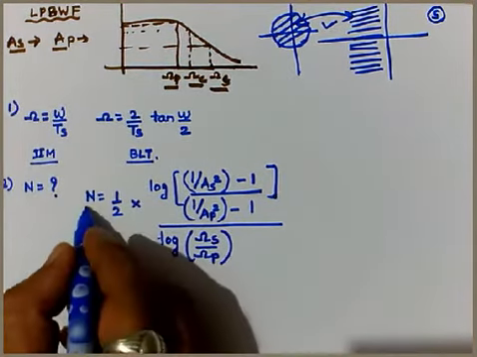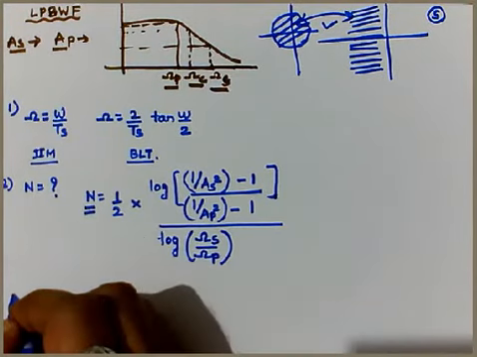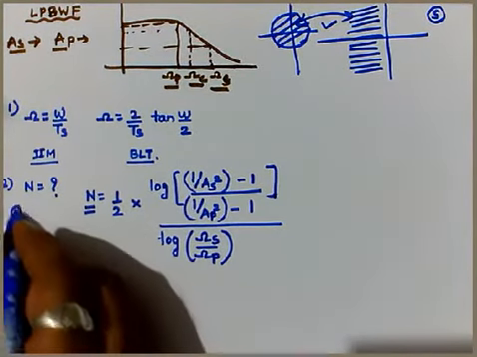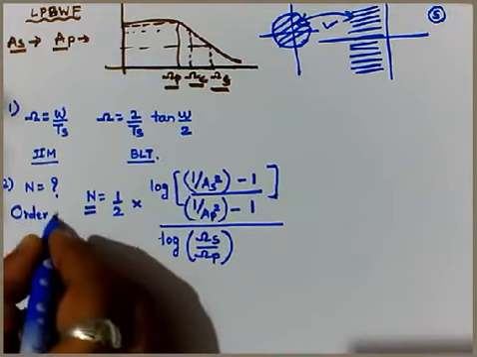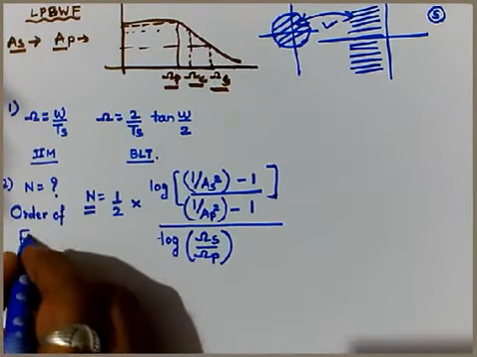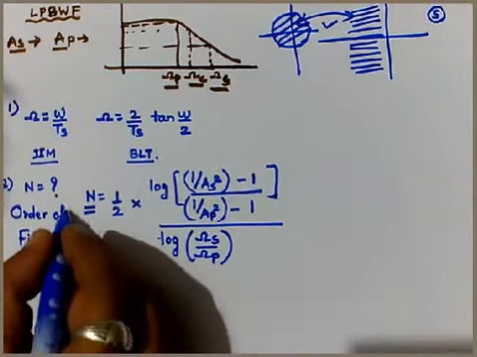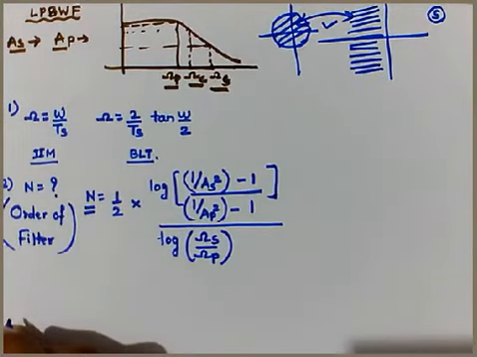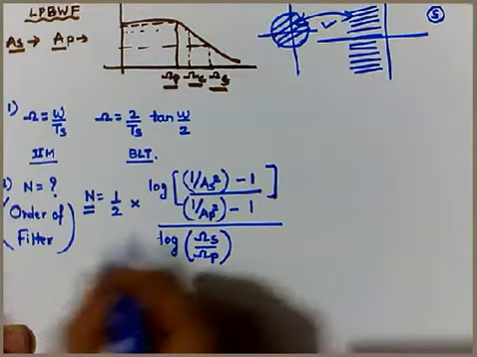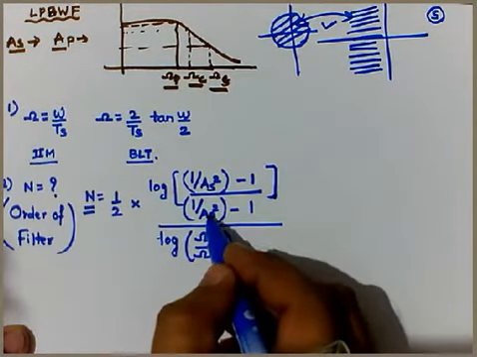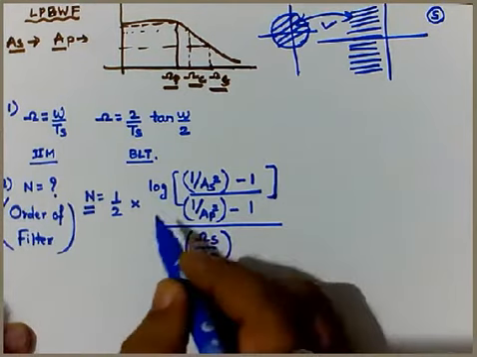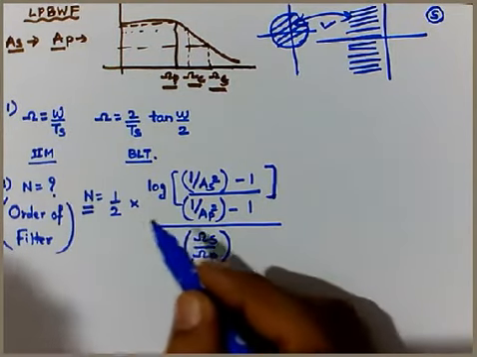Now this value of n, that is the order of the filter. Let me write it here, order of filter. This is what n means. So for calculating the order of filter, if we have AS, AP, Omega S, Omega P, we can easily calculate the order of the filter.